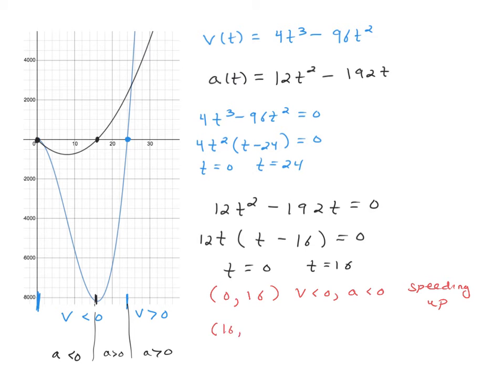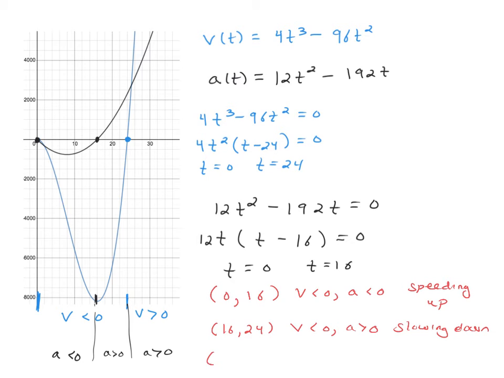Then from 16 to 24, we have that the velocity is negative, but the acceleration is positive. That's a mix of signs. Those two things are working against each other. This is slowing down.